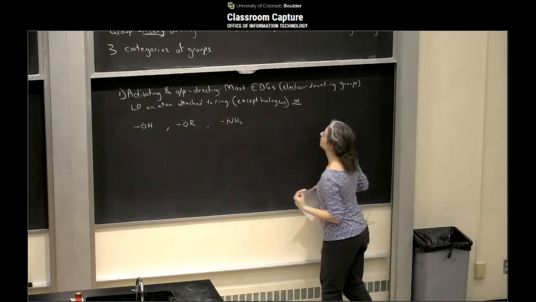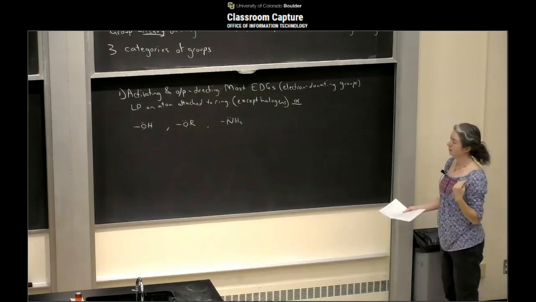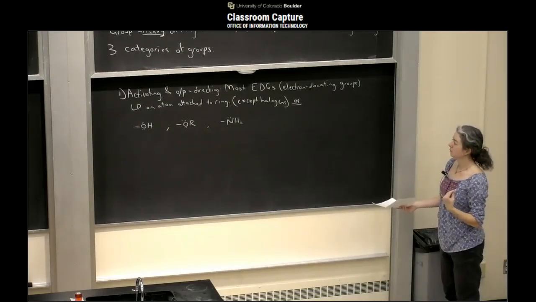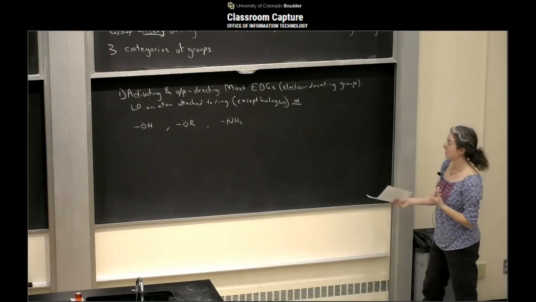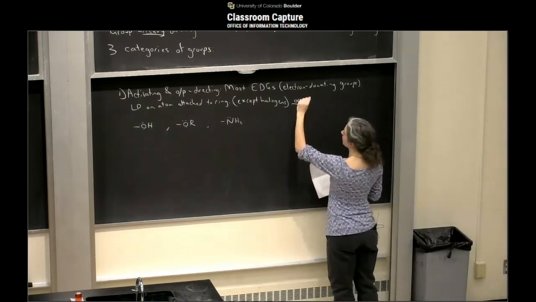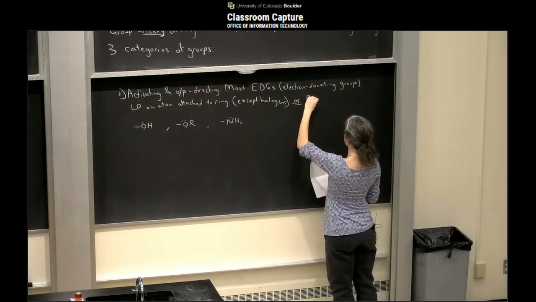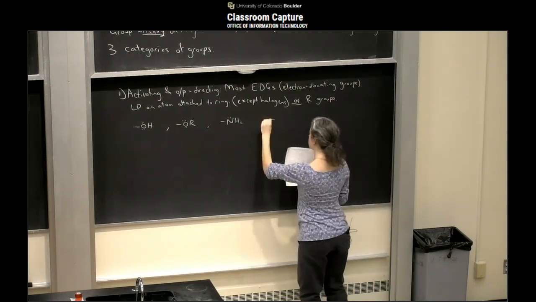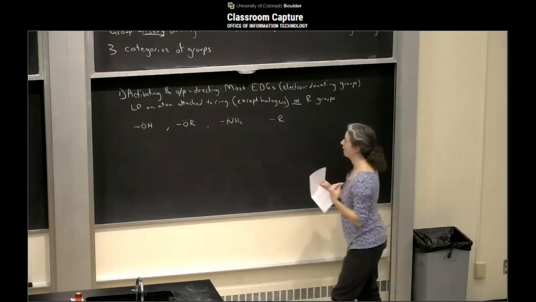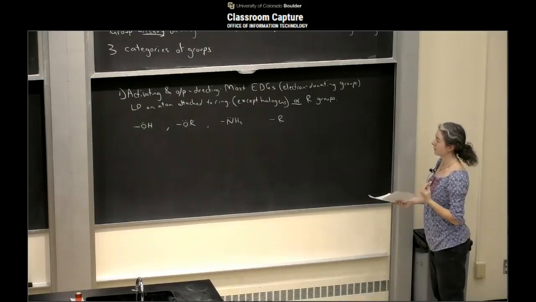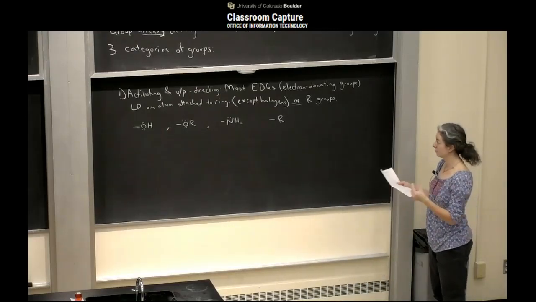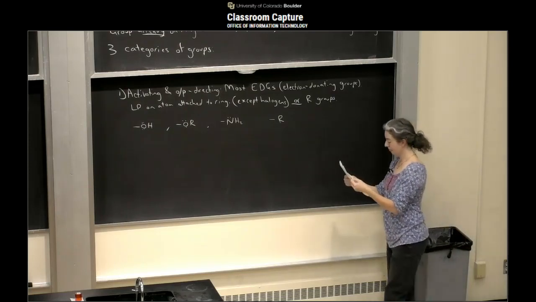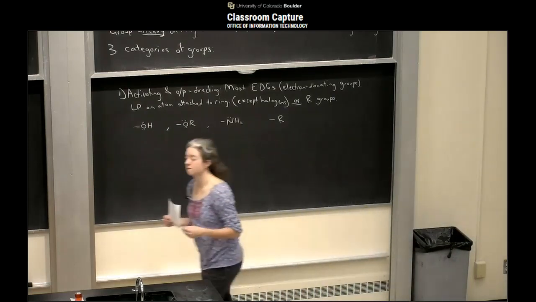Or things that are electron donating in a more subtle kind of way, which is electron donating through hyperconjugation. So R groups, in other words. Just straight up, alkyls are slightly electron donating. They just don't have a lone pair to do it with.